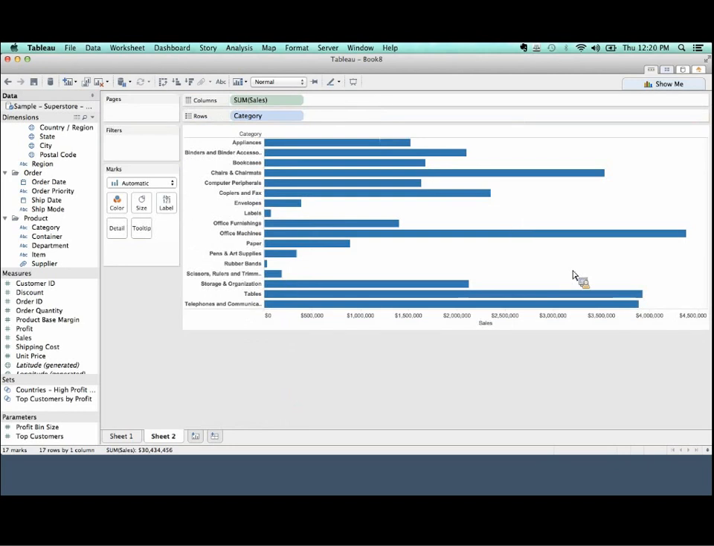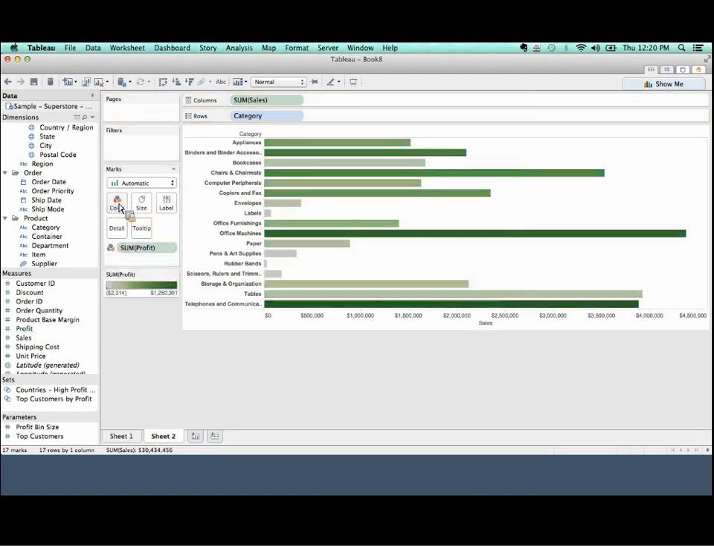So here I have a set of product categories starting with appliances and going all the way down to telephones and communication equipment. And I'm showing the total sales, in dollars, for each of these items. I sold $4.3 million worth of office machines. To make it a little simpler, I think I'll color them by profitability.